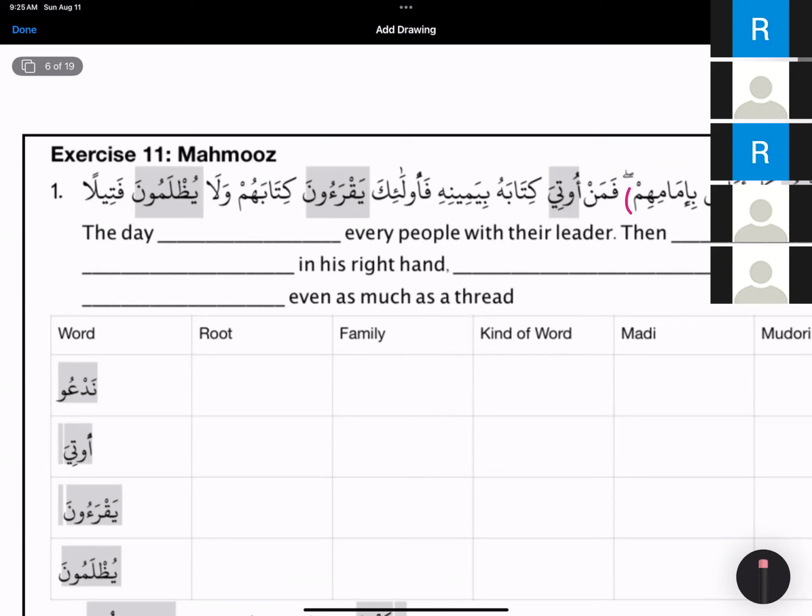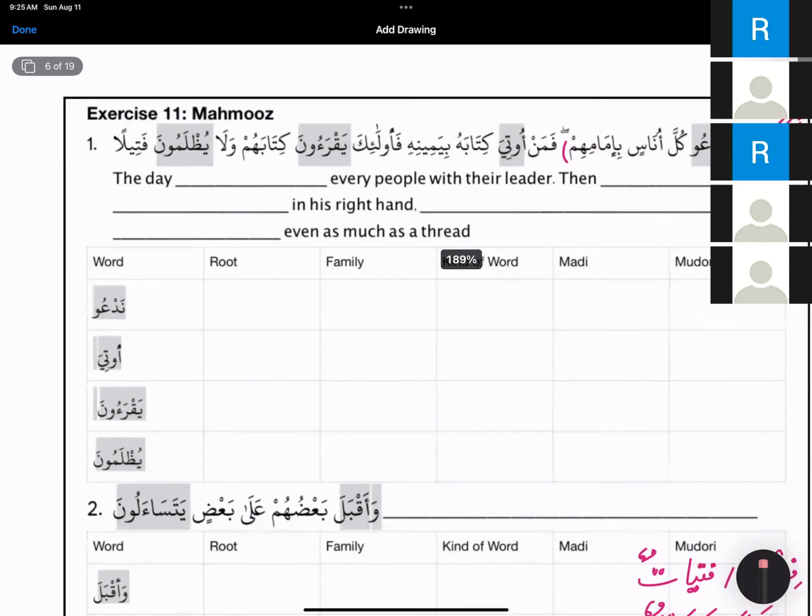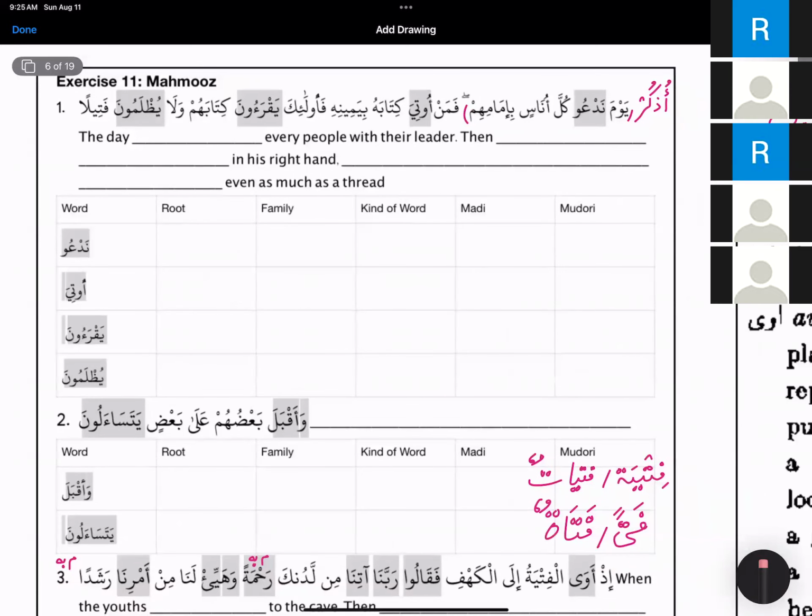Daraba yadribu. But over here it is majhul, right? So that's why it has dhamma in the beginning, and the middle root letter is having fatha. This is fi'l sahih. Very good, mashallah.